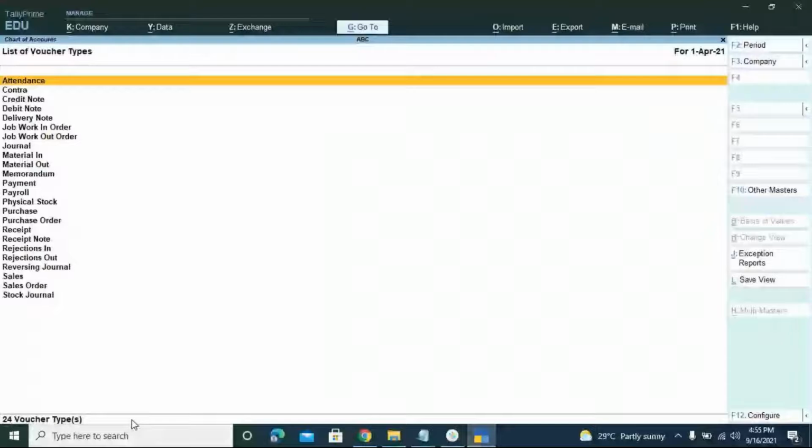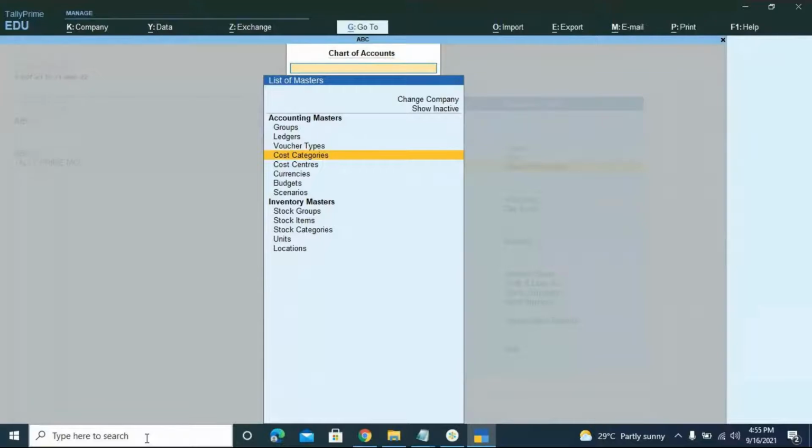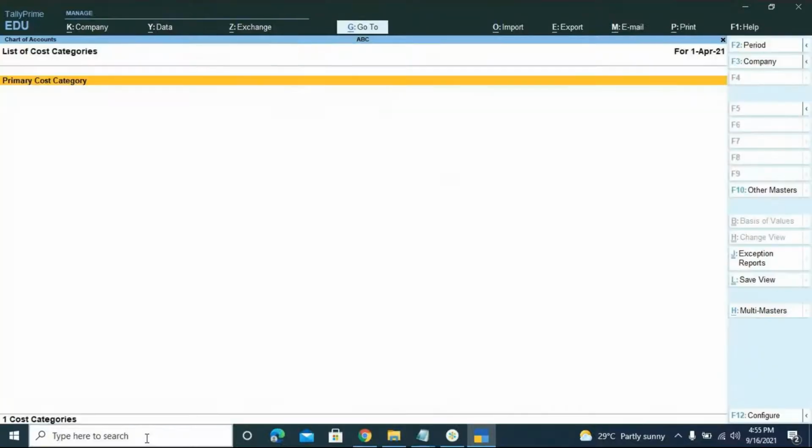And we have voucher types. As I've told you, we have 24 voucher types in the Tally software. If you can see at the bottom, this is the number we are having: 24 voucher types in the Tally software. Then cost category, we have a default. So this is the best way of keeping an eye on the default creations in Tally.